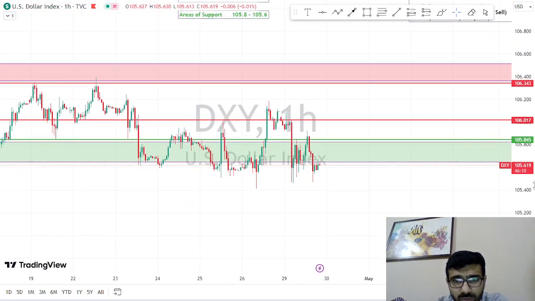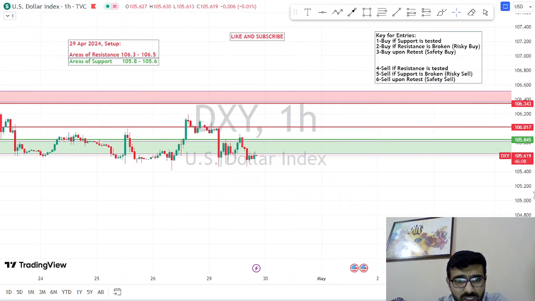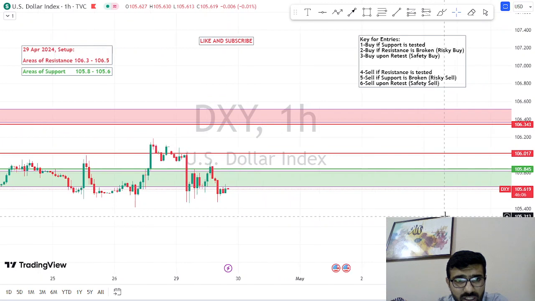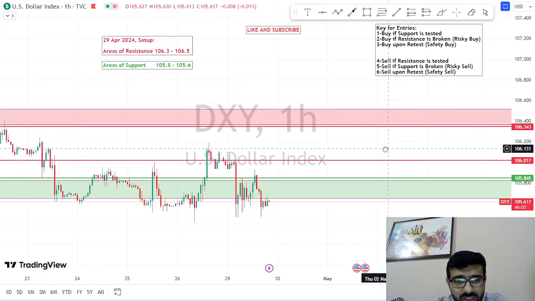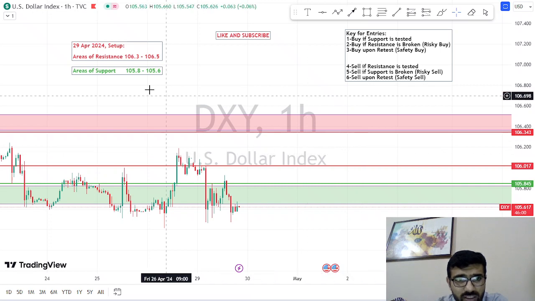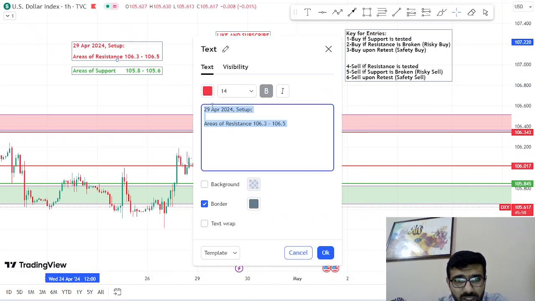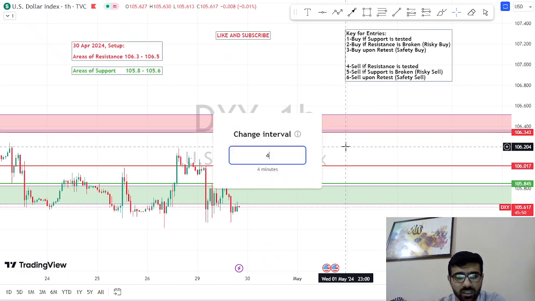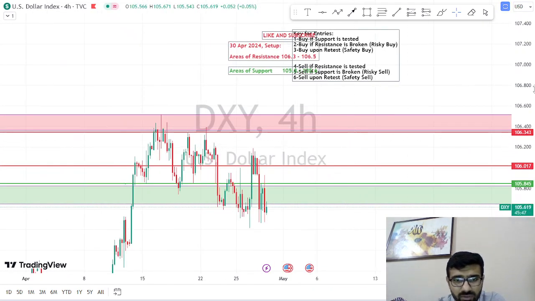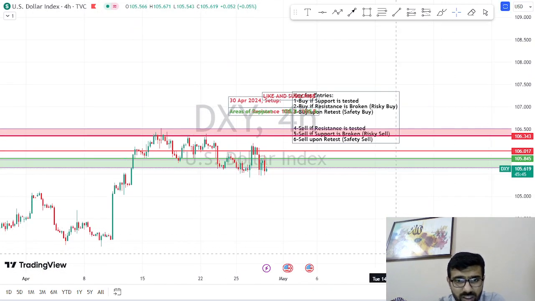Okay, so my preference would be to stay on the selling side for this DXY pair, as you can see that the market is consolidating in sideways movement with a selling sentiment, with a bearish sentiment. So tomorrow for 30th April, let me go to the higher time frame so you can figure it out for yourself a little bit better.